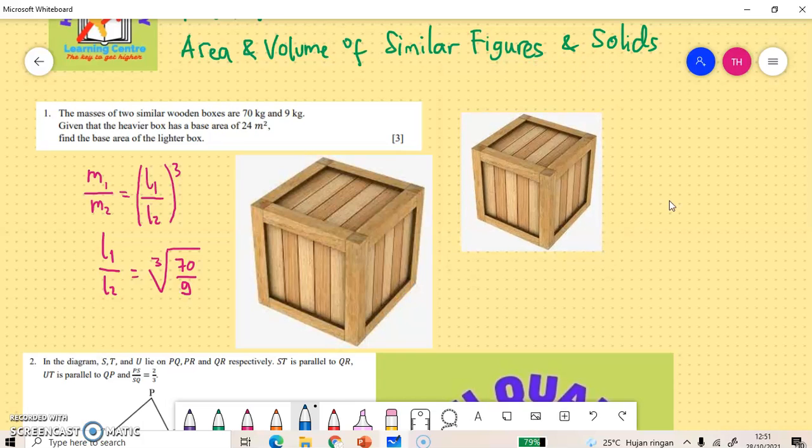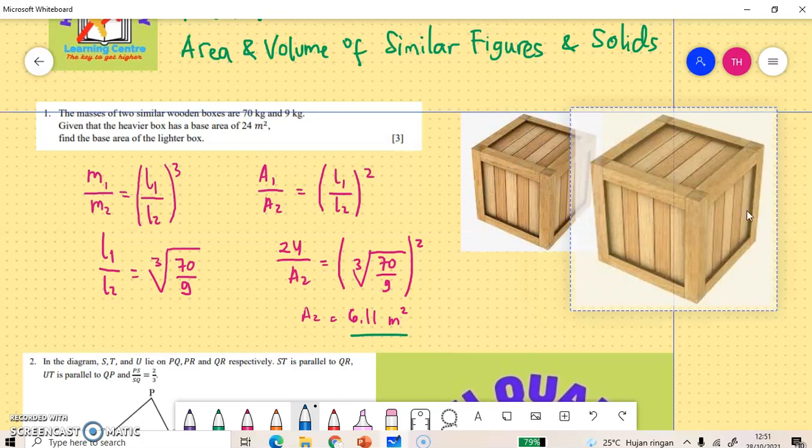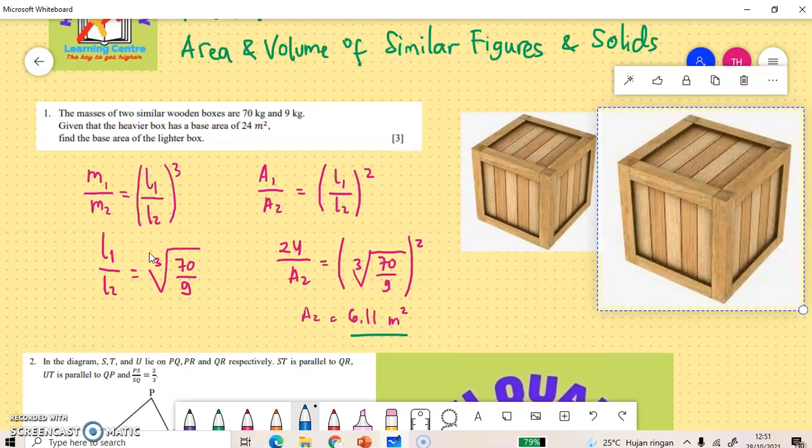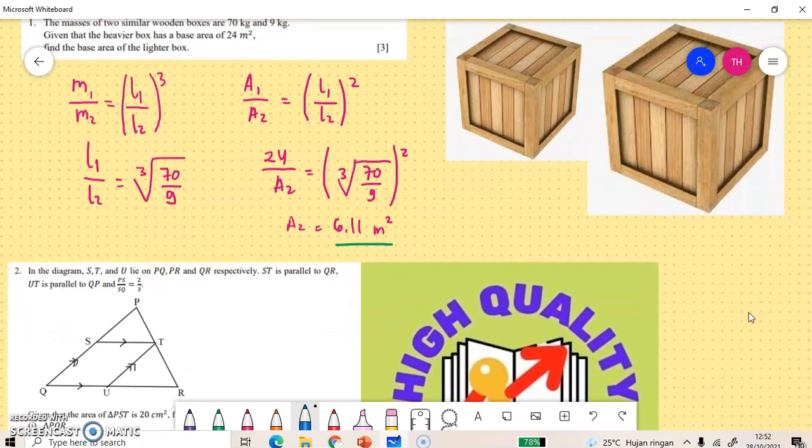Then I move the picture again here, the big box. This is the second formula: the ratio between the first area and the second area. Pay attention, this is a cube, and this is the square. We have the ratio between the length, so we input it here and then square. You can use the calculator and count it. We get the second area is 6.11 meter square. Okay, that's it.